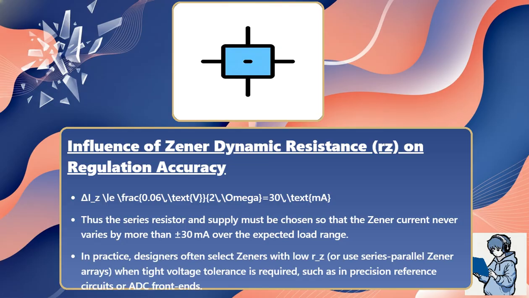In practice, designers often select Zeners with low R sub Z or use series parallel Zener arrays when tight voltage tolerance is required, such as in precision reference circuits or ADC front ends.